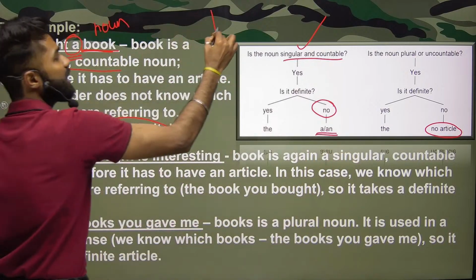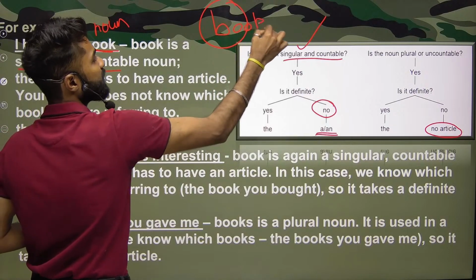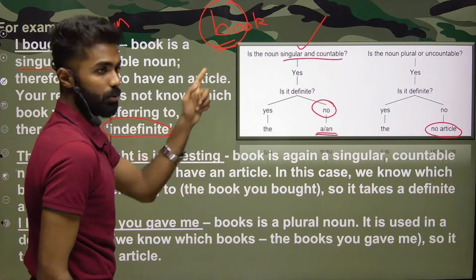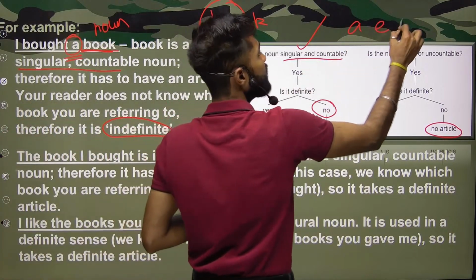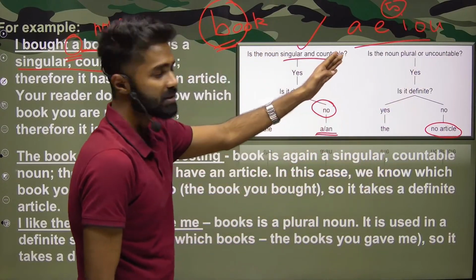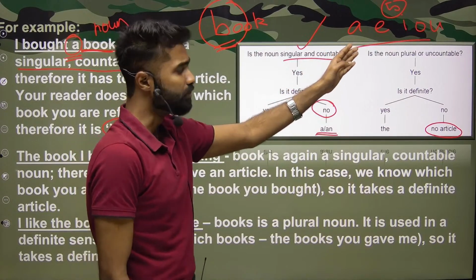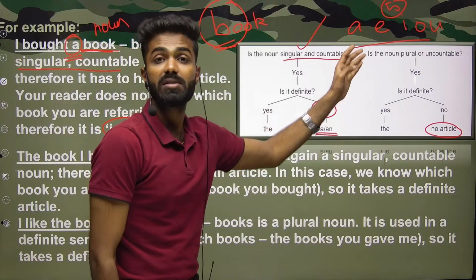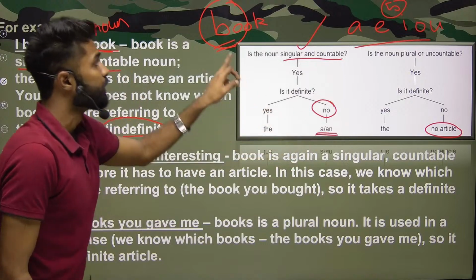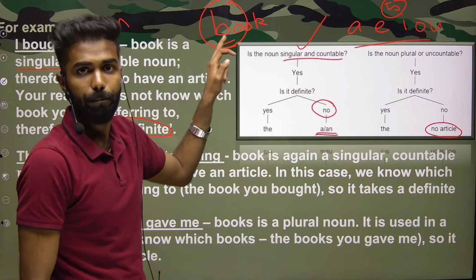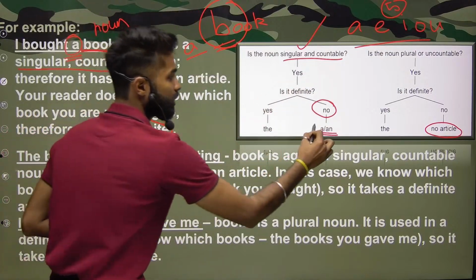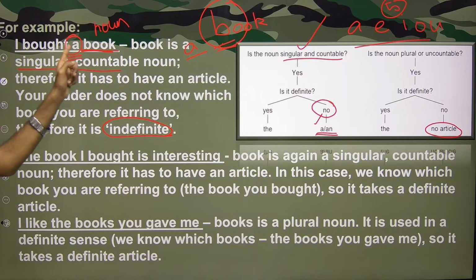Since this word, book, begins with the letter B, which is not a vowel, and also it is not giving me a vowel sound. What are vowels? A, E, I, O, U. These five alphabets are called vowels. If you have a vowel sound, not the letter itself, then I will use an. Here it is book, boo. It is not giving me any A, E, I, O, U sound. So I'll be using a here. So, I bought a book.